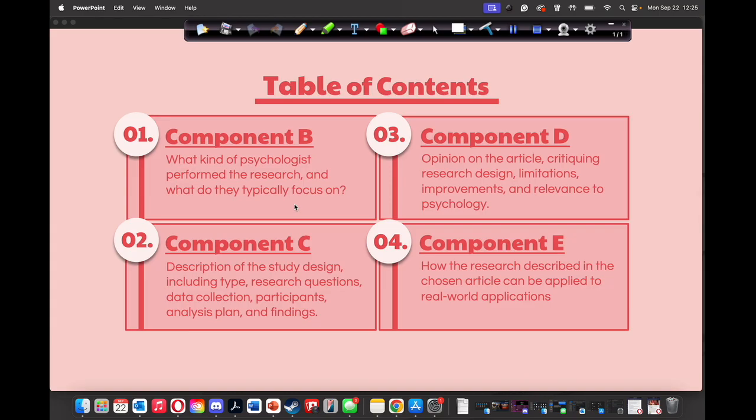For this assignment, we have to cover components B through E. Component B is what kind of psychologists perform the research and what do they typically focus on? That's what I'll be covering first.